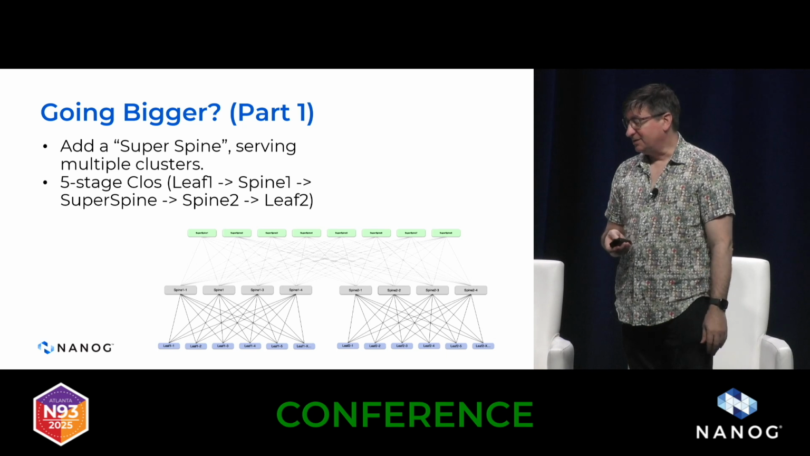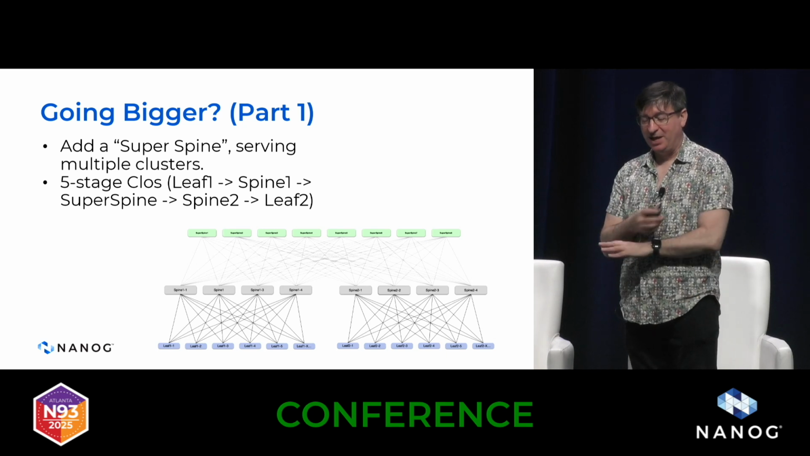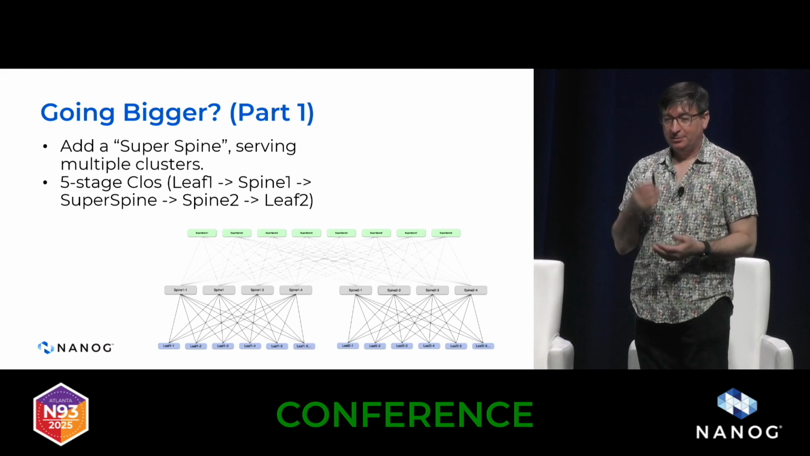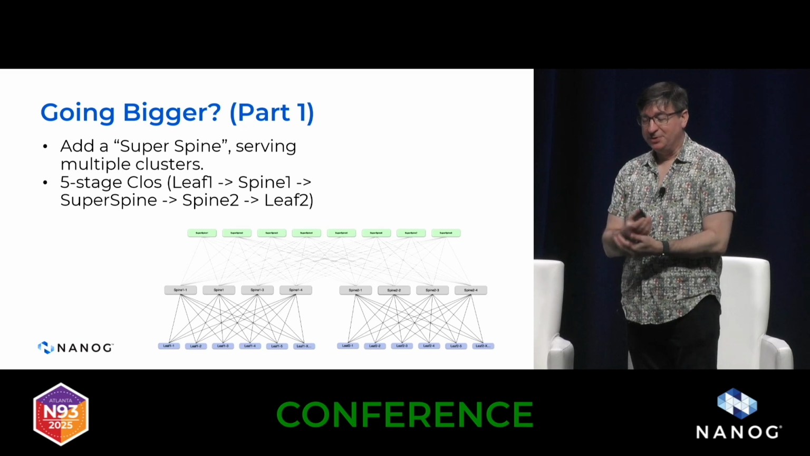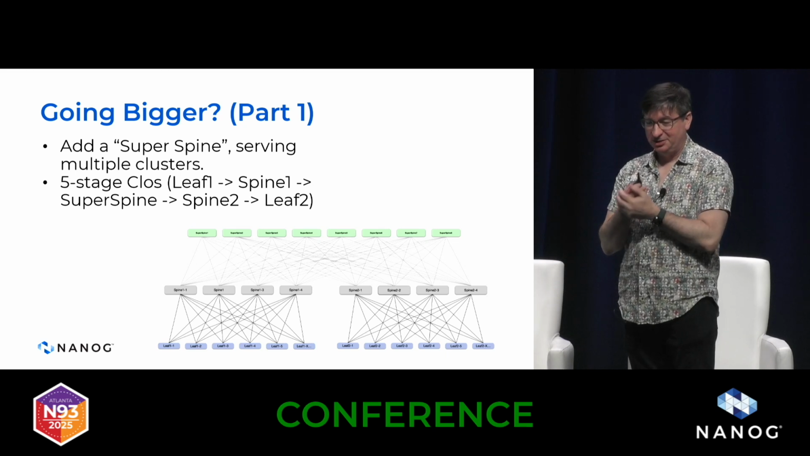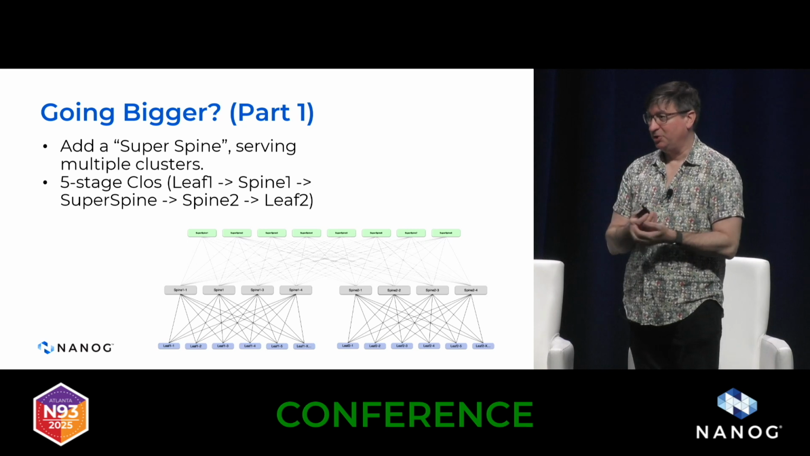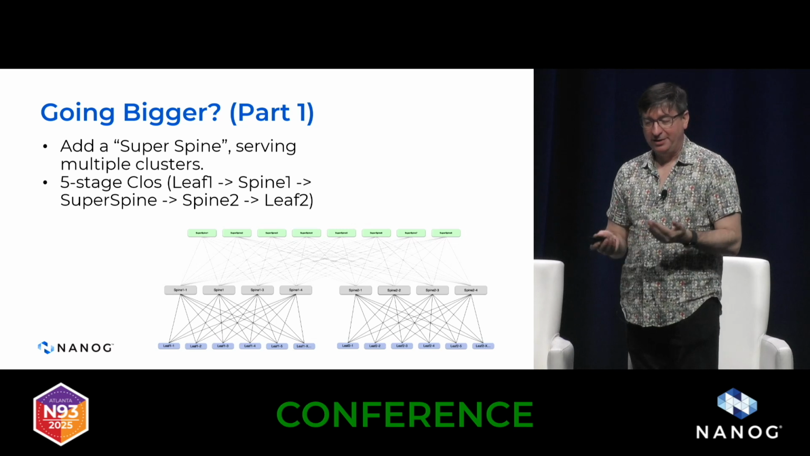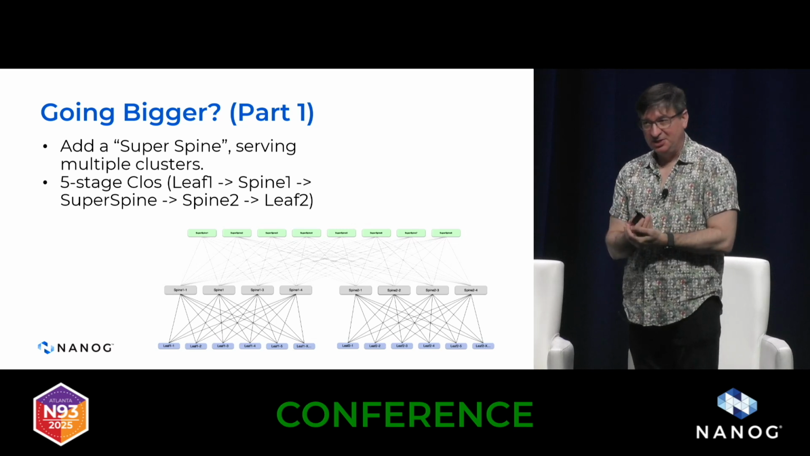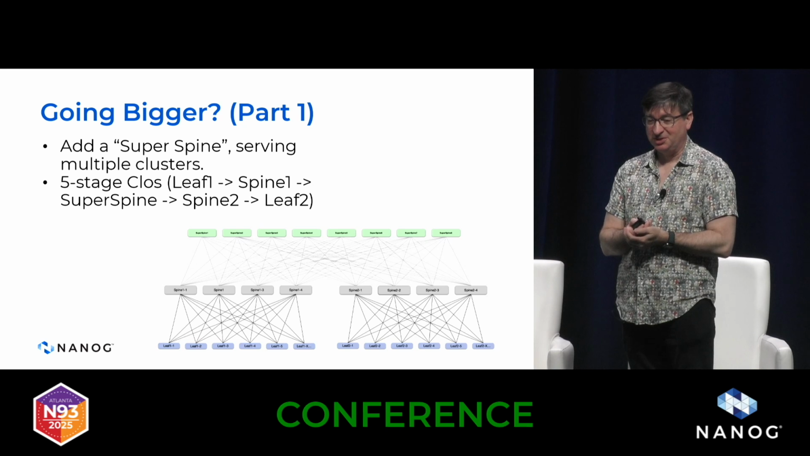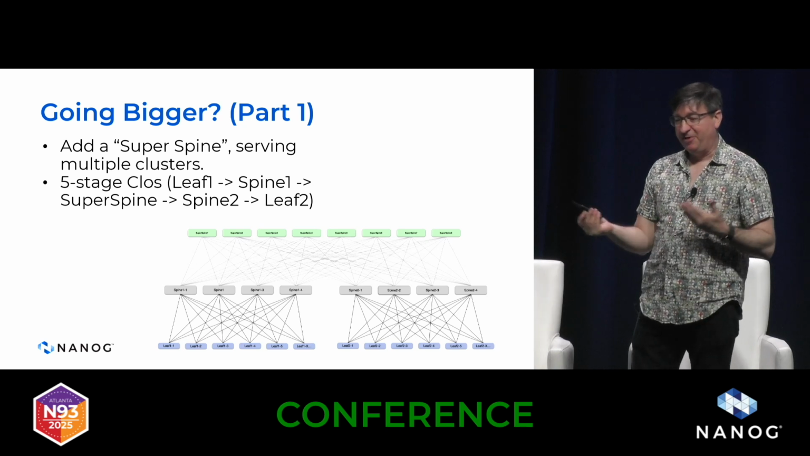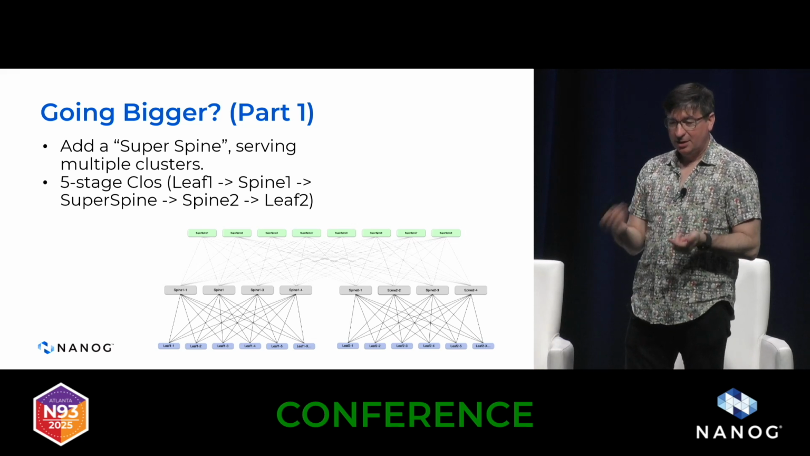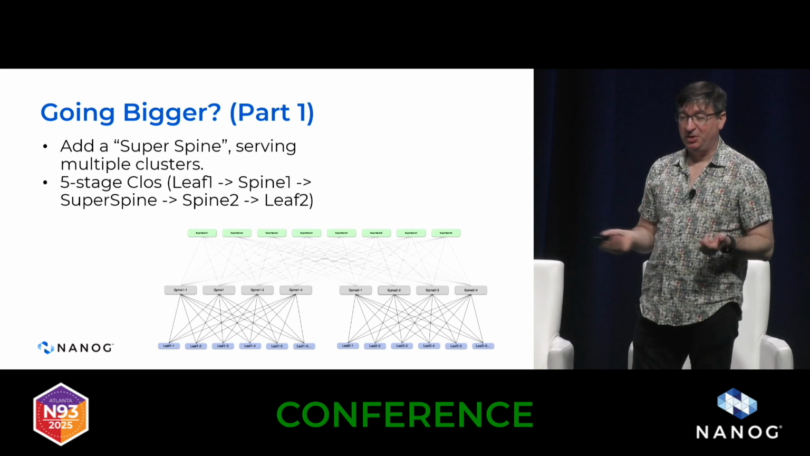Now, let's say you're bigger than that. You've exhausted all the available ports on your basic leaf-spine. So what we can do now is interconnect those fabrics, which at this point most people call clusters, together with what I call a super spine. You've also heard this referred to as a plane sometimes, but this provides bandwidth between clusters that is roughly equal to the leaf-to-leaf bandwidth within a cluster.